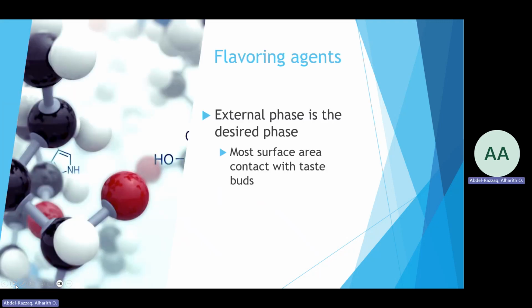Back to our oral agents, we have flavoring agents, and if you think about it, we talked about the external phase being the portion where we have the highest amount of surface area. So the most surface area contact with the taste buds is going to be the external phase. So if we're going to be adding any kind of flavoring agents, our goal here is to really add them into the external phase.